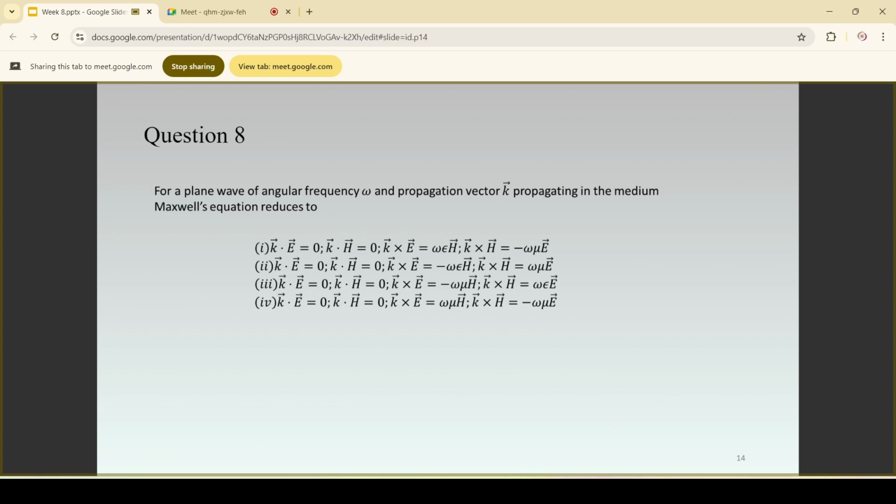This way, we can find out that in case of a plane wave of angular frequency omega, the Maxwell equations in the medium reduce to the following option. In the fourth option, k dot E is equal to 0, k dot H is equal to 0, k cross E is equal to mu omega H, and k cross H is equal to minus omega epsilon E. There is a typo in the option: this would be epsilon, and this would be minus. The fourth one is correct. This is a typo, I will correct it.